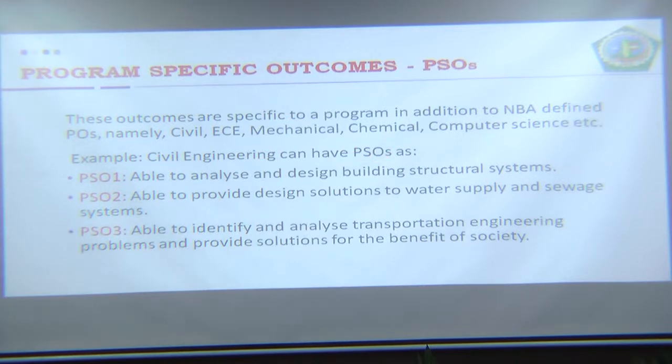So in a way, we'll have 12 POs to evaluate, and we'll have 3 to 4 PSOs to evaluate, program-specific. Program-specific outcomes will be different for computer science students, different for mechanical engineering students, different for electronics and communications. For civil engineering, we can say that a student will be able to analyze and design building structural systems.